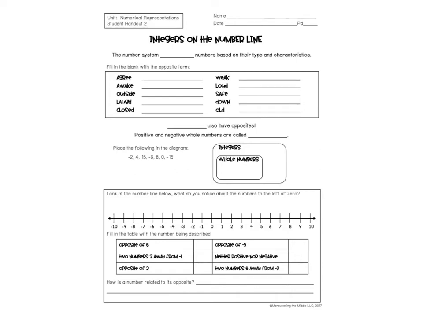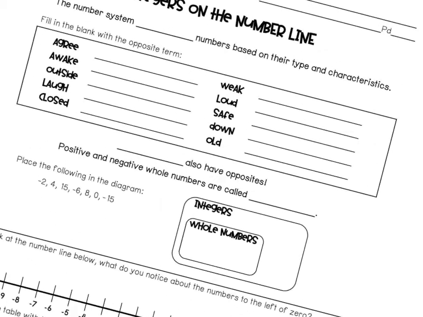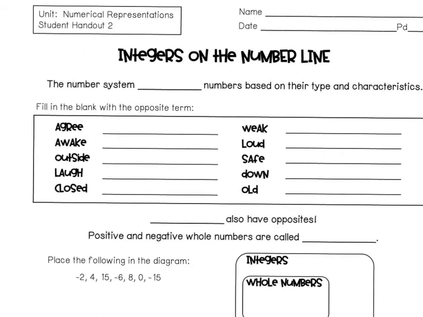Okay, students, this is our lesson today on integers on the number line. Let's talk about what we do with numbers. First of all, the number system is a system where we classify numbers based on their type and their characteristics. So the word that's missing in this blank here is classified.